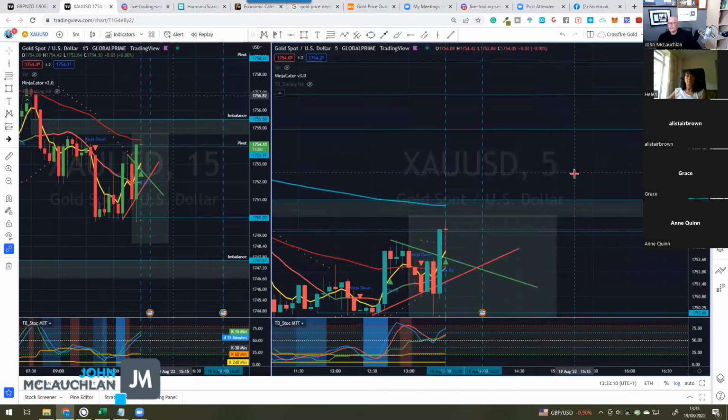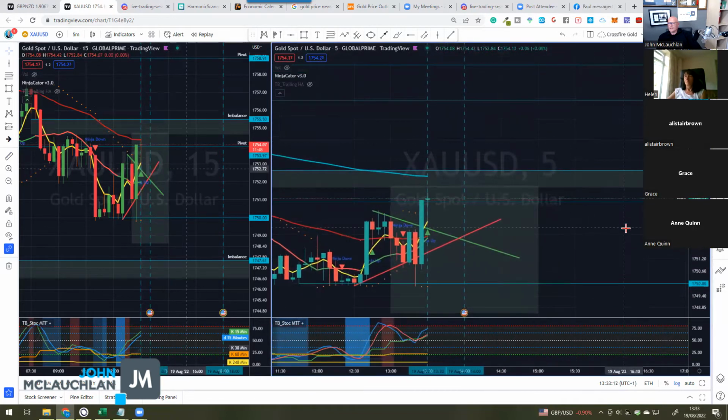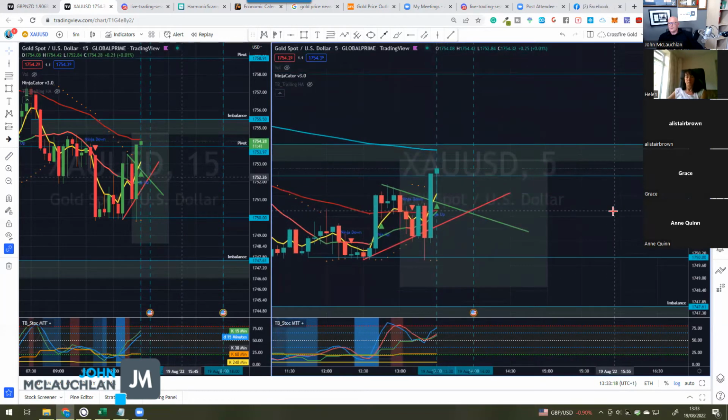And again, the good thing about this strategy is we're looking at taking 10 pips. And if we can do that, if we can stay in and get some more, then all very good.